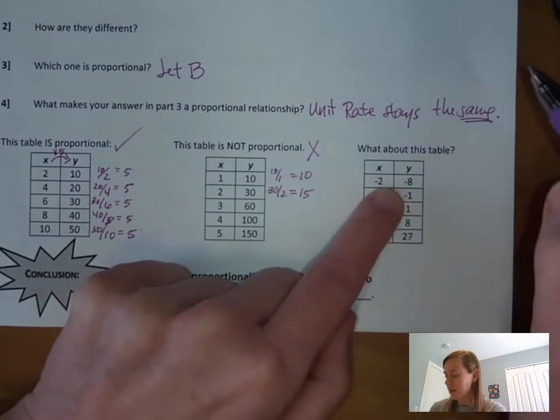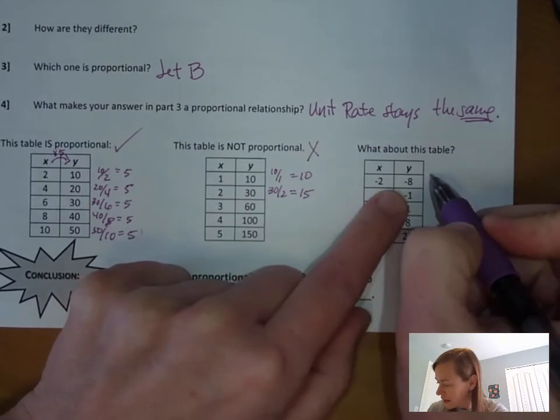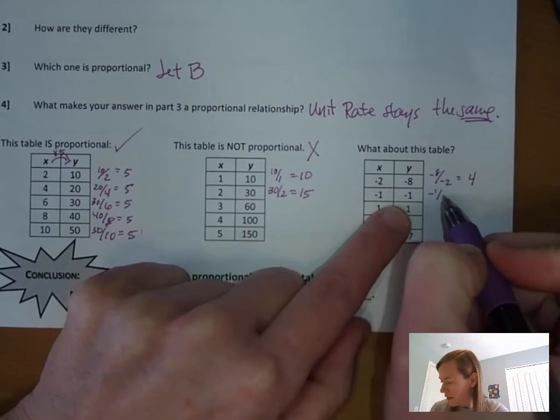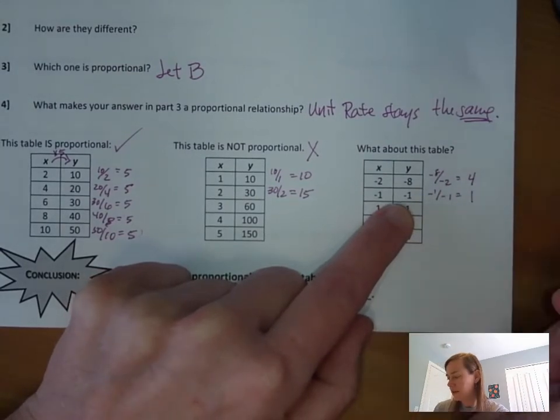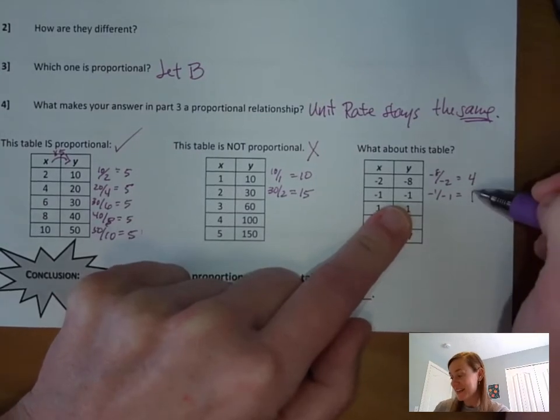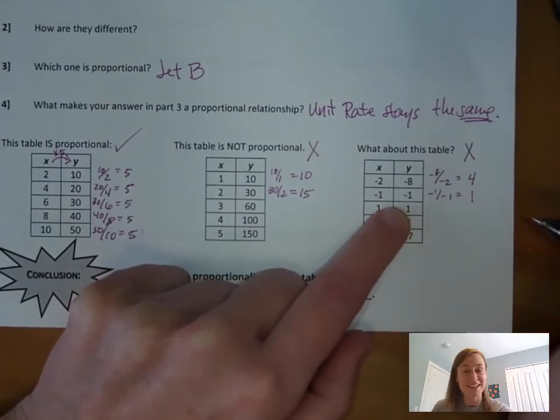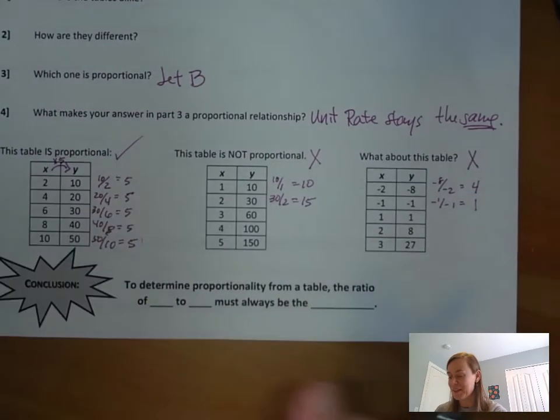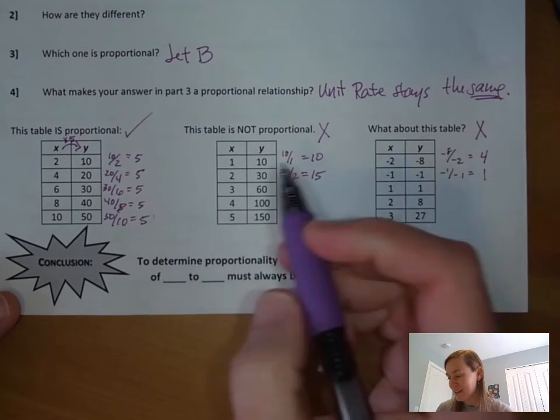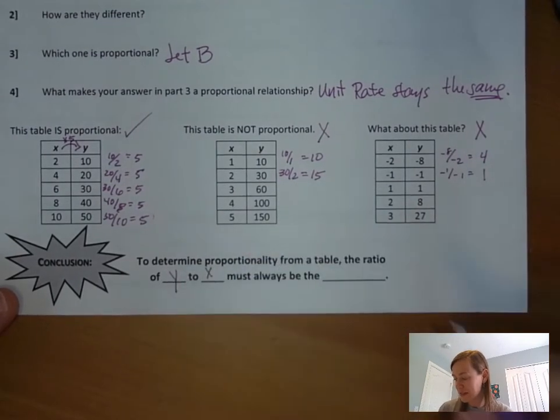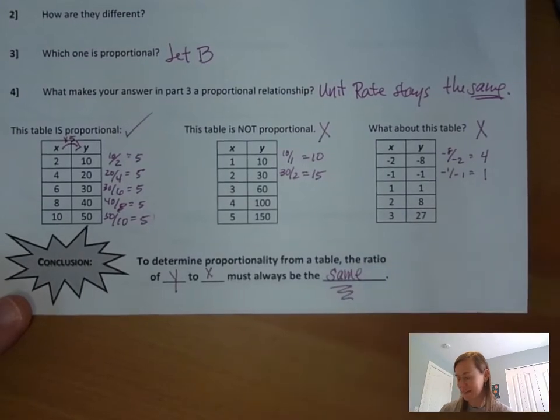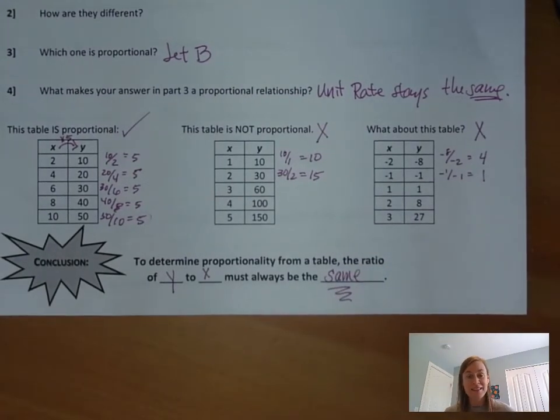What about this table over here? Okay, so let's look at it. Negative 8 divided by negative 2 is going to be 4. Negative 1 divided by negative 1 is going to be 1. Okay, is it proportional? It is not, because these unit rates just are not the same. So it is not proportional. So conclusion, to determine the proportionality from a table, the ratio of y to x must always be the same. Okay, it's got to be the same. Let's take a look at some graphs.